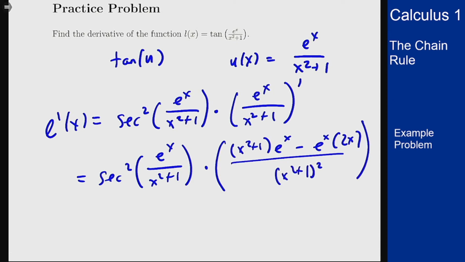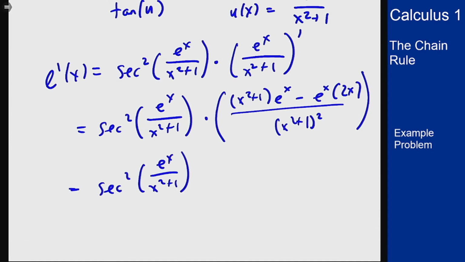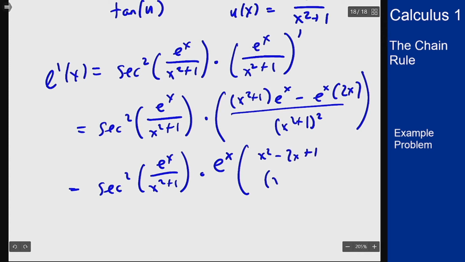So you could leave the answer like that, or you can simplify it a little bit by factoring e to the x out of the numerator, leaving us with an x squared minus 2x plus 1 in the top, and x squared plus 1 squared on the bottom. That top is x minus 1 quantity squared.